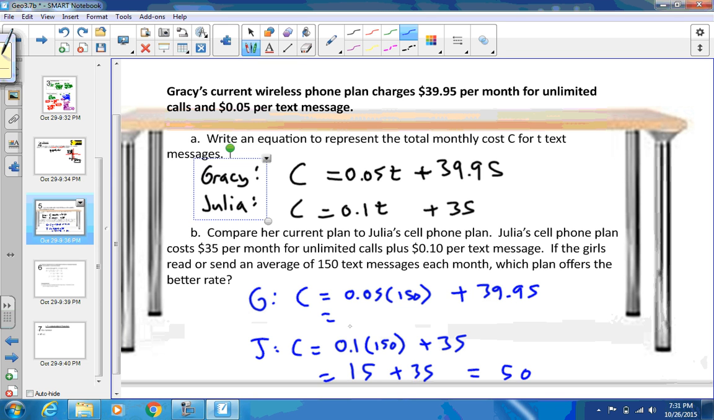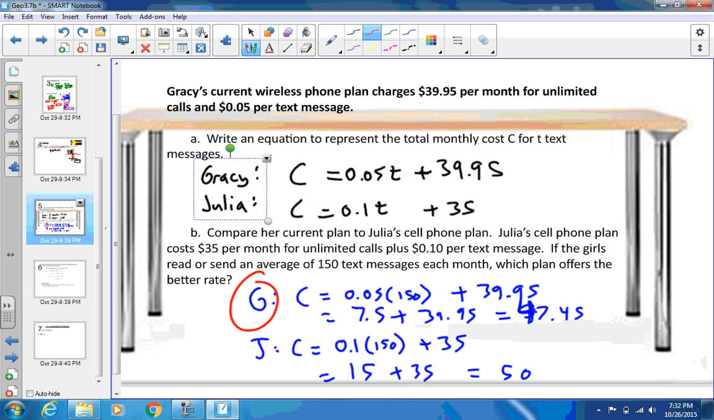For Gracie, 5 cents of 150 would be half of that. So that would be 7.50 plus 39.95, which would end up being, sorry, 47.45. Still expensive, but it looks like Gracie's plan is the better deal. So 150 texts. All right. Maybe if it's fewer texts, Julia would have a better deal. But if we're doing at least 150 texts, we're going to say that Gracie's going to be the better deal there.